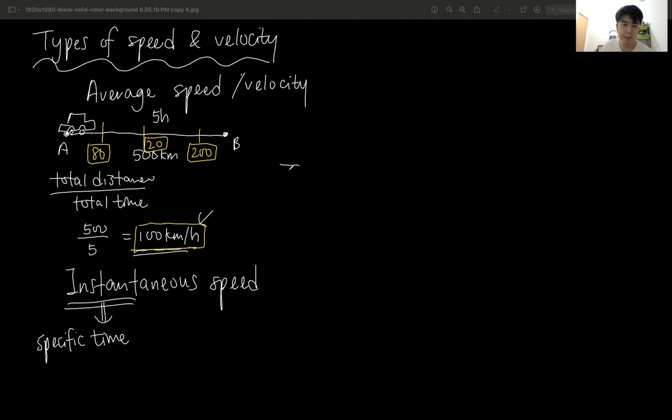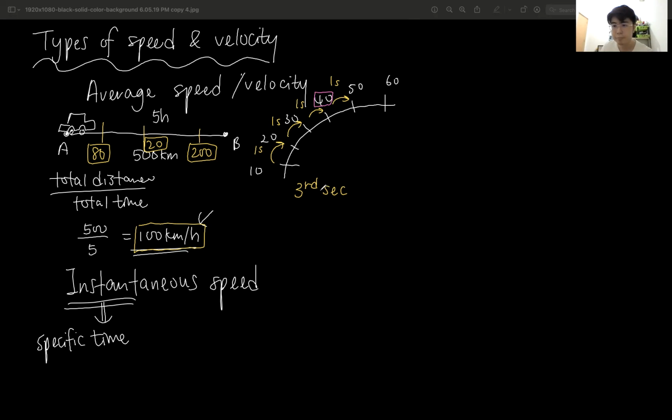You see, this is the speedometer. Okay, let's say 10, 20, 30, 40, 50, 60. Let's say you take 1 second to go from 10 to 20. 1 second, 1 second, 1 second, and 1 second. So you're accelerating. Somebody asks you, what is your speed at the 3rd second? Okay, then you'll find, okay, 1 second, 1 second, 1 second. 3rd second, I would reach 40. Okay, so 3rd second, what is your speed? 40 kilometer per hour. Okay, what is your speed at the 4th second? 4th second would be 50. Okay, 50 kilometer per hour.